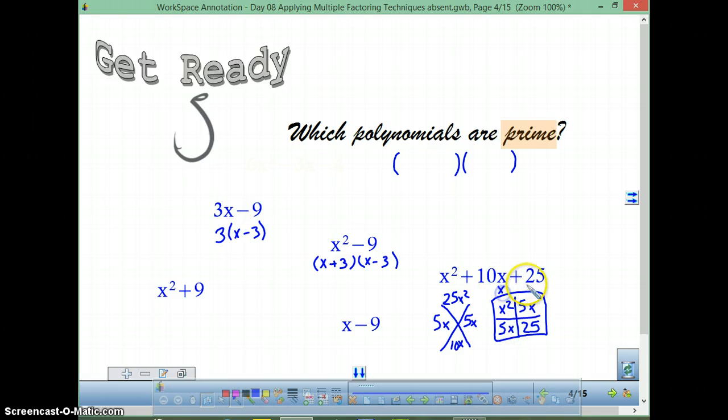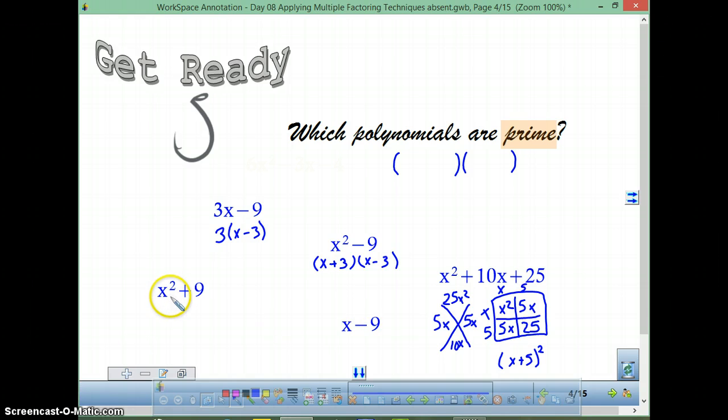Greatest common factors. Oh, look what we have. X plus 5 times x plus 5, or x plus 5 squared. Did you notice that that was a perfect square trinomial? If you did, you could have gone straight to this pattern.